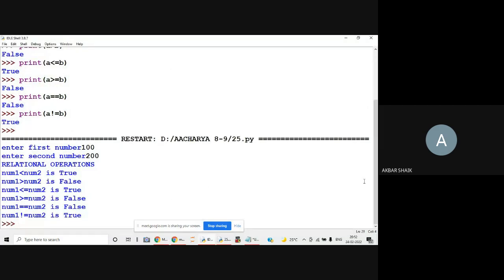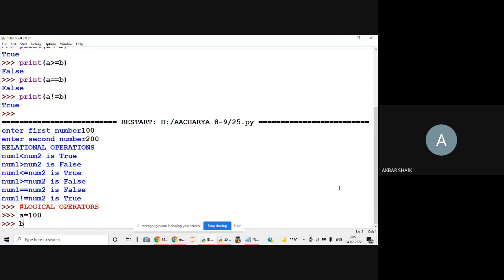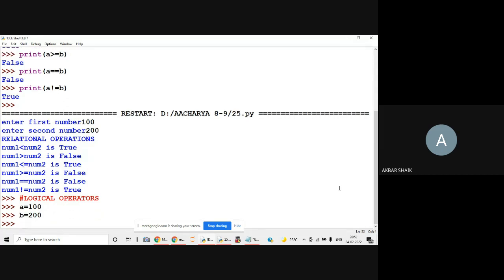Okay, first I'll go for some examples here. The examples are logical operators. For example, A equals 100, B equals 200. Now first I am applying AND. So A less than B and B equals 100.